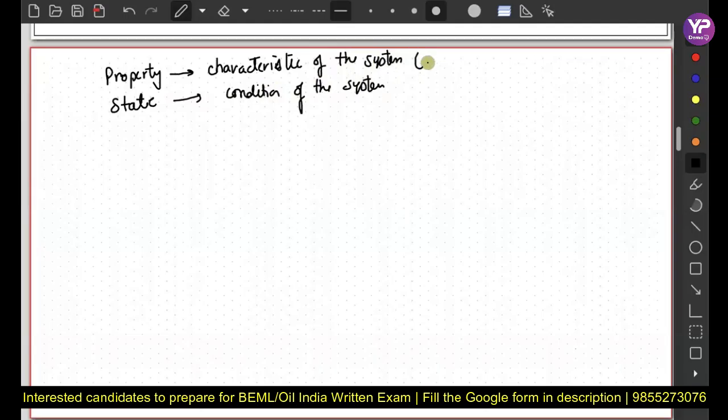What are examples of properties? Pressure, volume, temperature. All of these are the characteristics of the system. Now let us suppose you have a simple piston cylinder arrangement.